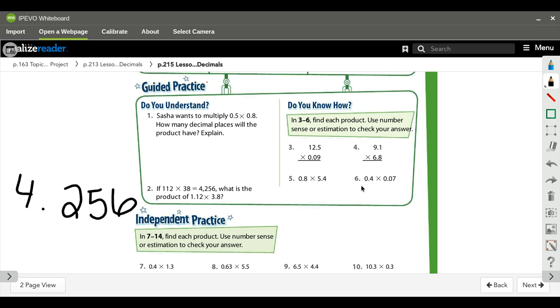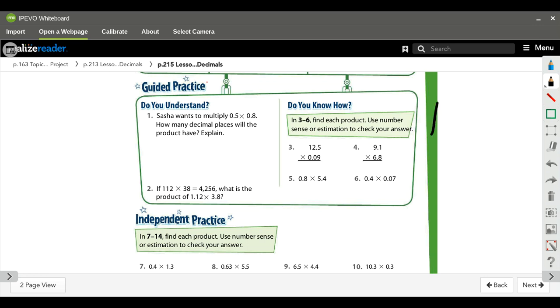We're going to go ahead and do some work on there. So use number sense or estimation to check your answer. Number sense is really going to be looking at that estimation to see if it's reasonable. So I'm going to have 12.5 multiplied by 9 hundredths. Again, the process I'm looking for today is your use of the standard algorithm. So you need to show me your work. If you need to do that on another page, staple it to this, and that's what you're going to need to do.